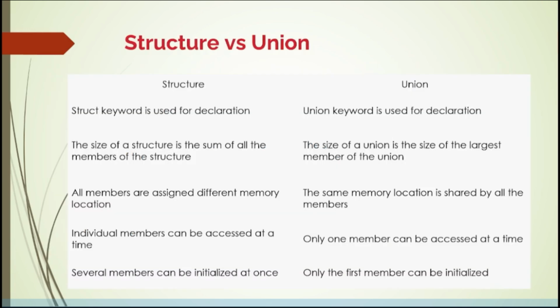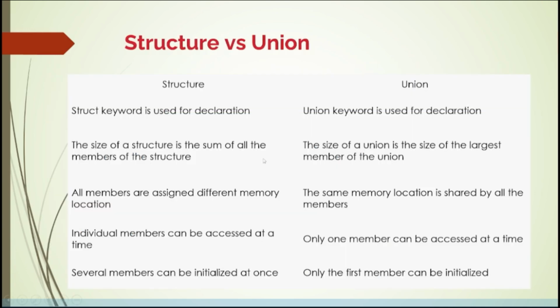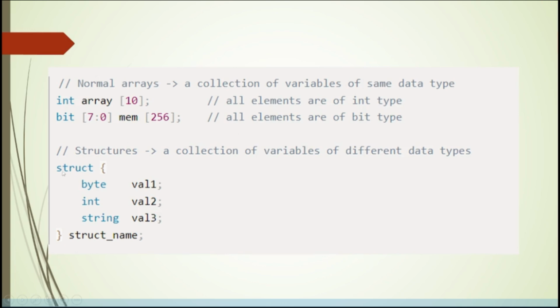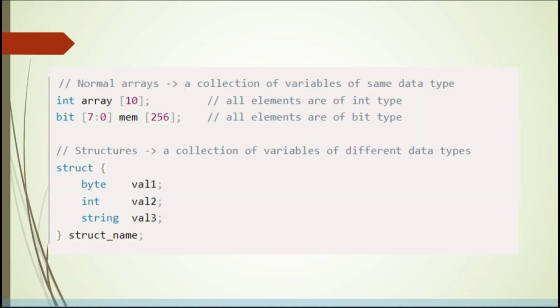Now, as I told you, structures and unions are both the same, like they both have different elements, both are nothing but a collection of different data types. So what is the difference between structure and union? Structure is declared with the struct keyword. Similarly, union is declared with the union keyword. If you write struct here, then it is a structure. If you write union here, then that is a union. So what is the difference between structure and union data type?